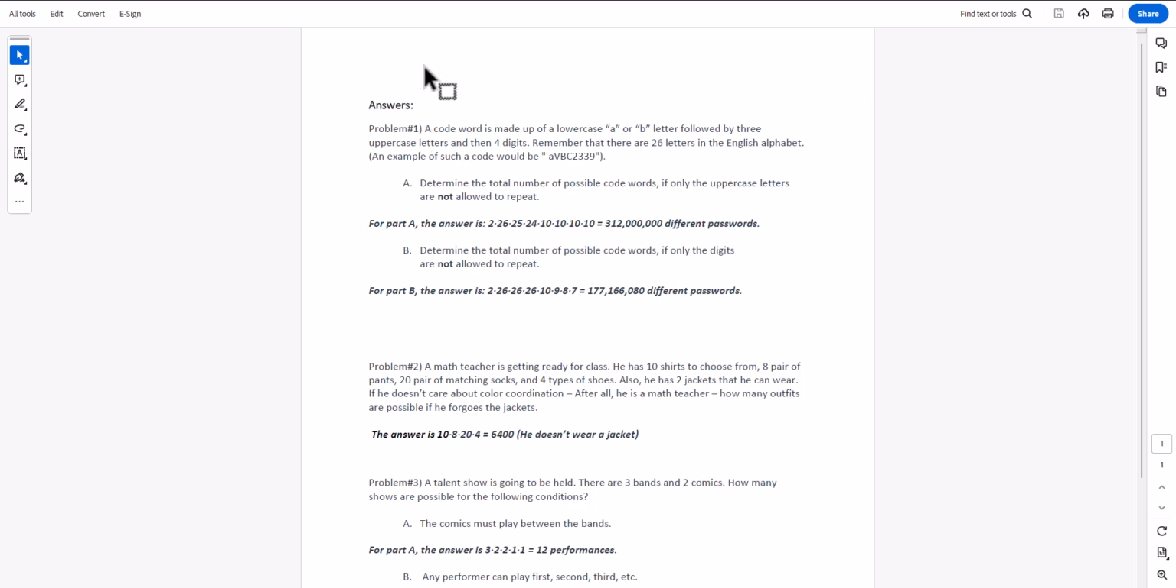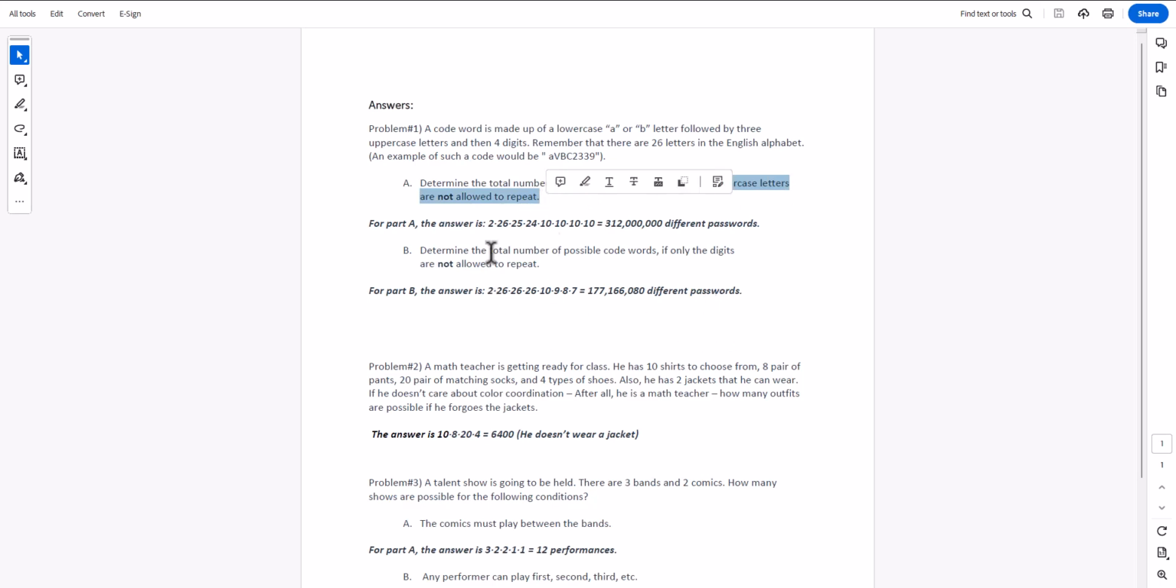So an example of this password looks as follows. You have a lowercase letter, either A or B, followed by 3 uppercase letters and 4 digits. So we want to apply the fundamental counting rule to compute the total possible code words when the uppercase letters are not allowed to repeat.